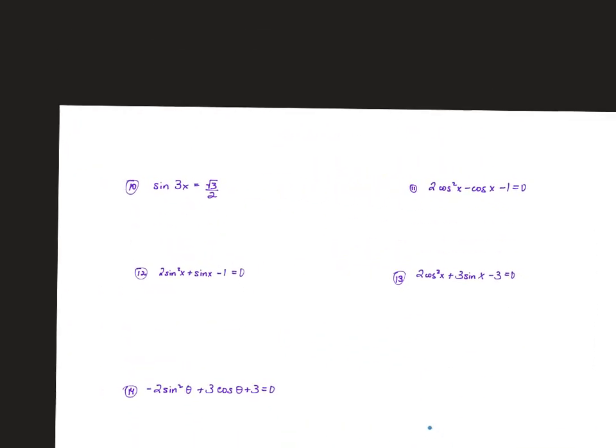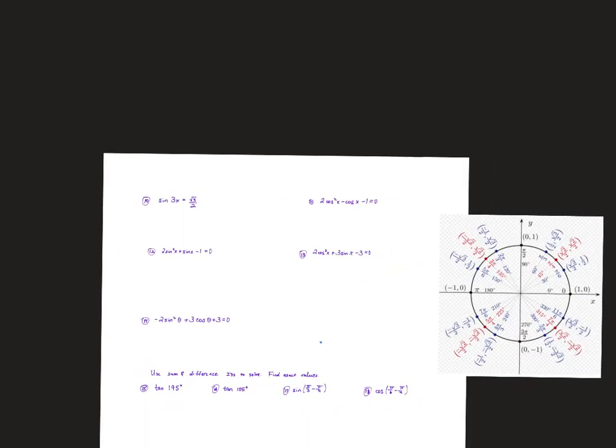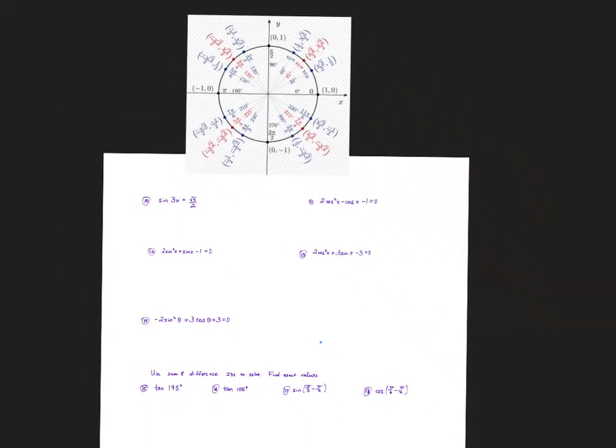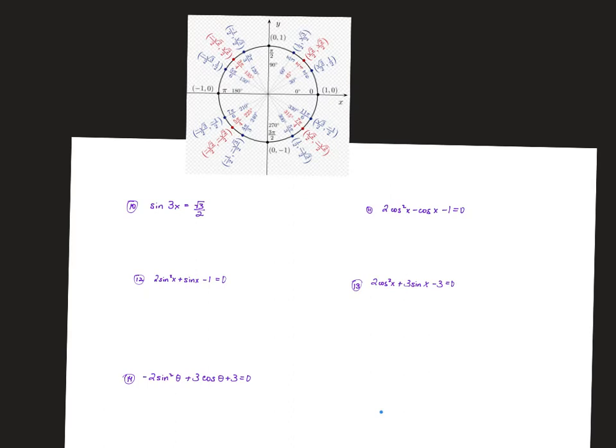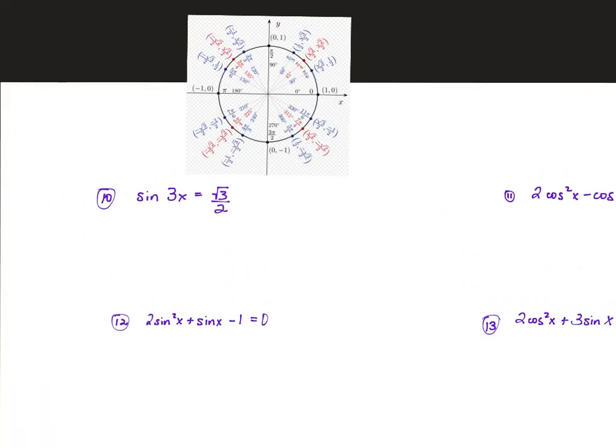Looking here at number 10, guys, again, this is a multiple angles problem. I know it's multiple angles because there is a 3 in front of my x. So I look and I say, okay, sine is y values. So where are the y values on the unit circle? Positive root 3 over 2. So positive root 3 over 2 would be pi over 3 and 2 pi over 3.